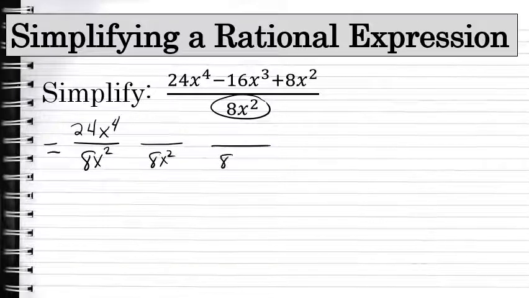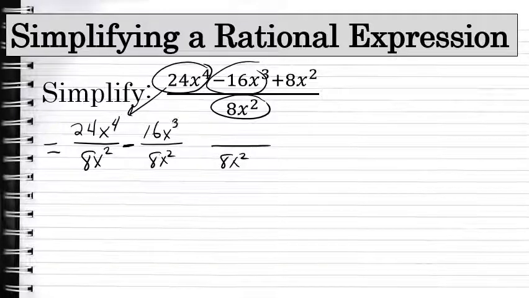The numerator of the three terms will be the three terms in the original numerator, in this case 24x to the fourth, and then I'll put a minus sign because the second term in the numerator was negative 16x to the third. Between the second and the third term was a plus sign, so that will go between the second and third term in the rewritten version. And then I can simply put each term in lowest terms.